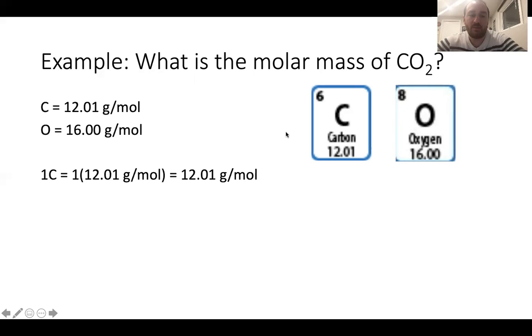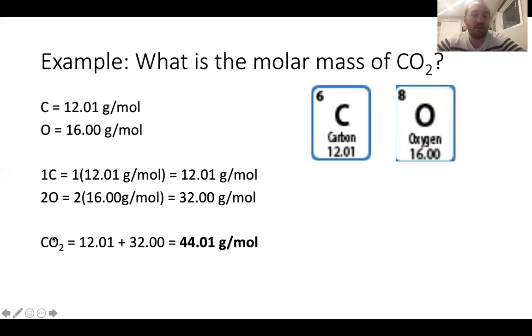Okay, so now we need to multiply the molar mass by the number of atoms in the compound. So we only have one carbon, so we multiply by 1. And then for oxygen, we see that we have a 2 subscript after oxygen, so we have 2 oxygens in the compound. So we need to multiply that molar mass that's provided in the periodic table by 2. And then finally, we write our chemical formula, and then we add the molar mass for the atoms, and we get our total here, which is 44.01 grams per mole.